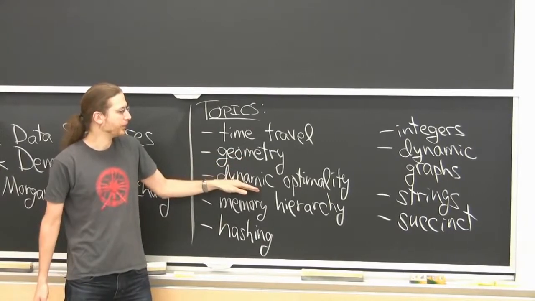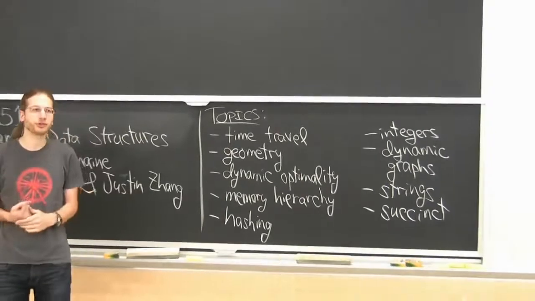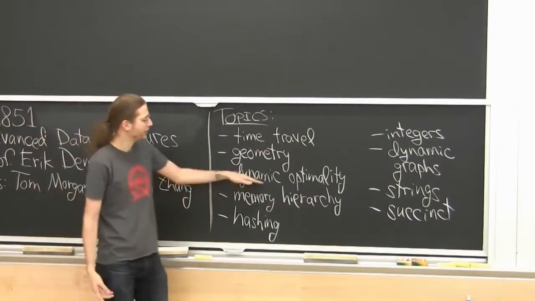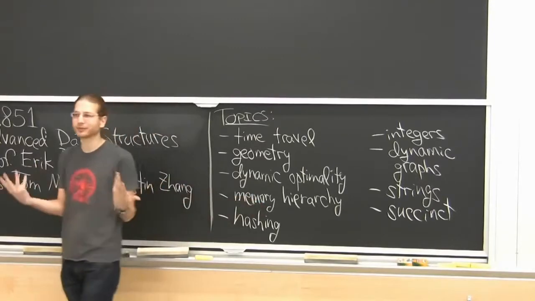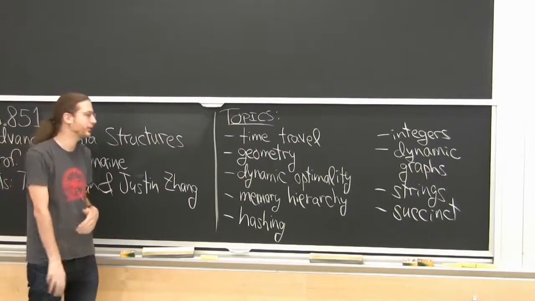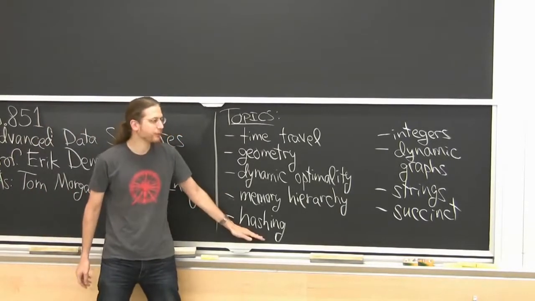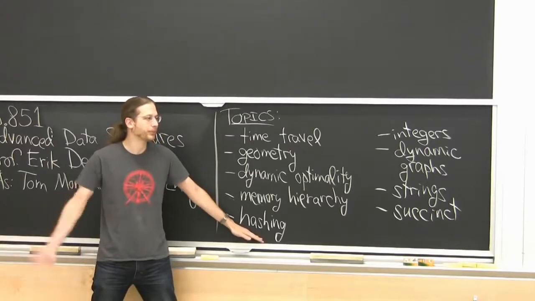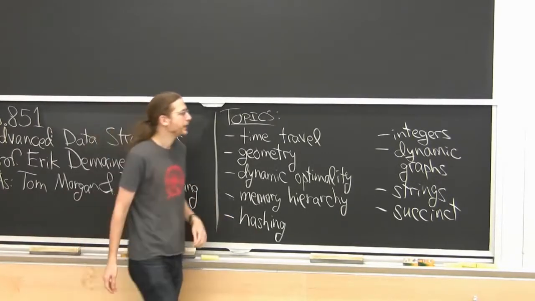Then we'll look at a problem called dynamic optimality: is there one best binary search tree that rules them all? Then we'll look at something called memory hierarchy, which is a way to model more realistic computers, which have cache, and then more cache, and then main memory, and then disk, and all these different levels. How do you optimize for that? Hashing is probably the most famous, most popular, most used data structure in computer science. We'll do a little bit on that.